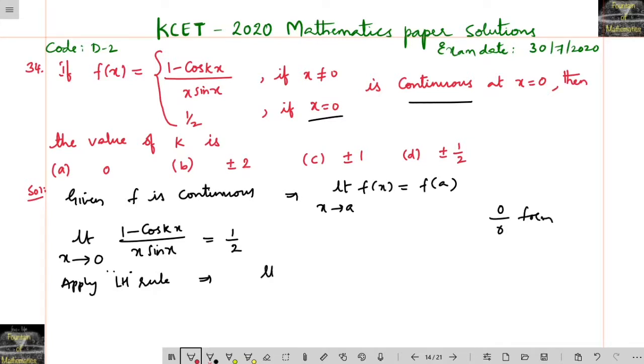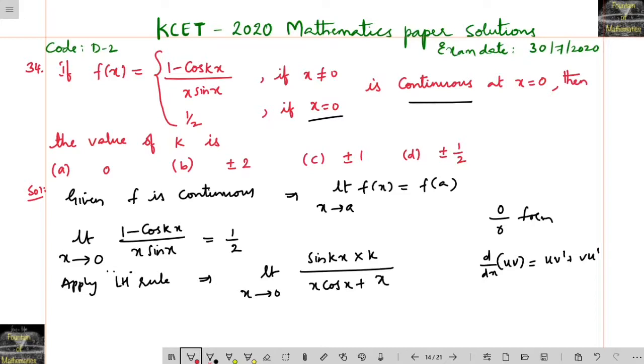So we can write limit x tends to 0, differentiating numerator and denominator separately. So you will be getting minus of minus, plus sin kx into k, divided by, using the uv rule, d by dx of uv is uv dash plus vu dash. So x into d by dx of sin x is x cos x, and sin x into d by dx of x is 1. So you will be getting sin x, which is equal to 1 by 2.